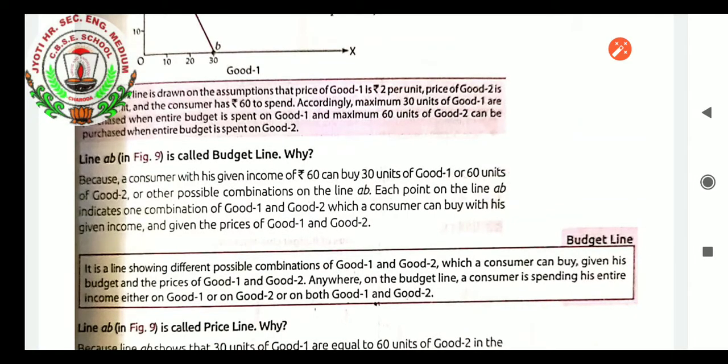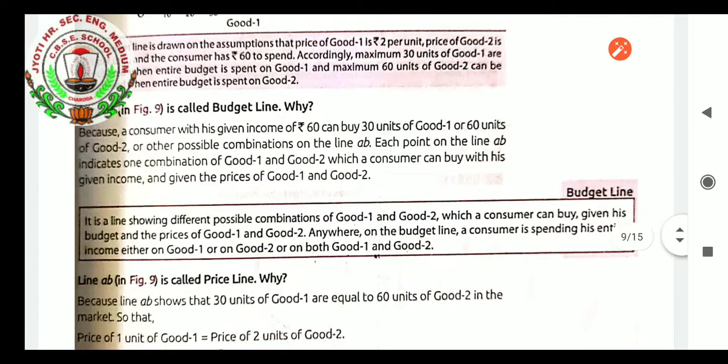Why? Because a consumer with his given income of rupees 60 can buy 30 units of goods 1 or 60 units of goods 2 or any other possible combination on the line AB. Each point on the line AB indicates one combination of goods 1 and goods 2 which a consumer can buy with his given income and given the prices of goods 1 and goods 2. So that was the point, students, about the budget line. It is a line showing different possible combinations of goods 1 and goods 2 which a consumer can buy given his budget and the prices of goods 1 and goods 2. Anywhere on the budget line, a consumer is spending his entire income either on goods 1 or goods 2 or on both.